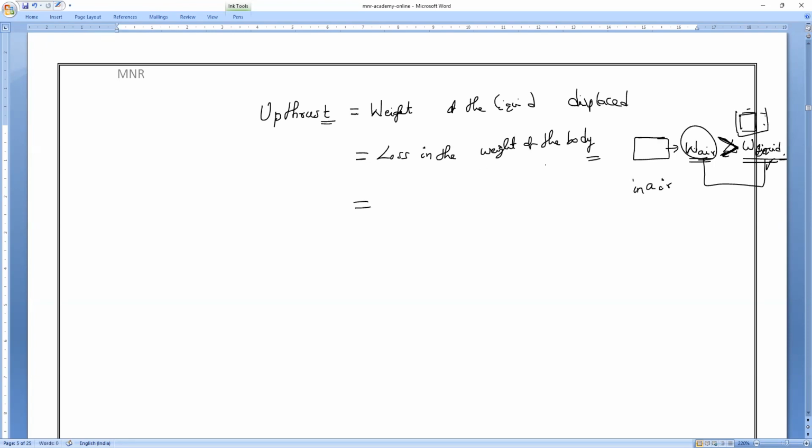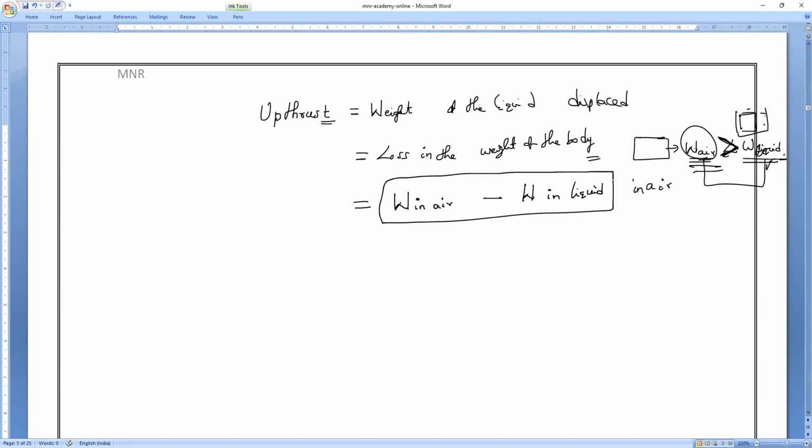So this loss in weight, how can we calculate it, guys? We all know. I have taught you the formula. It is the weight of the body in air minus the weight of the body in where, guys? In a given liquid, when it is immersed partially or when it is immersed completely. So that is what we call the Archimedes principle.